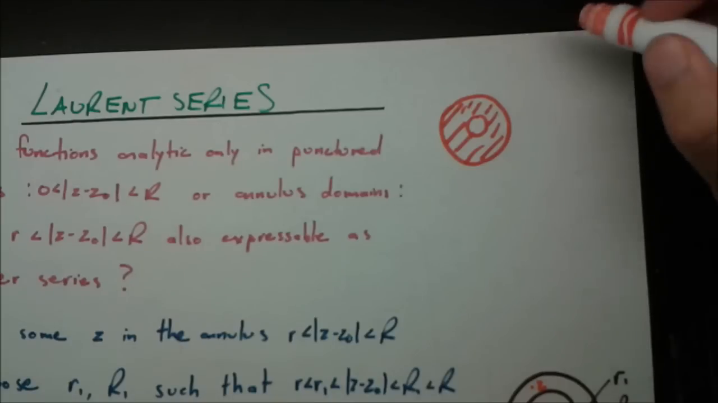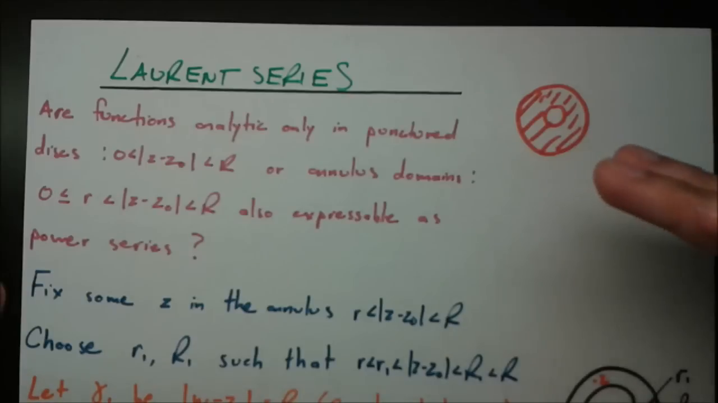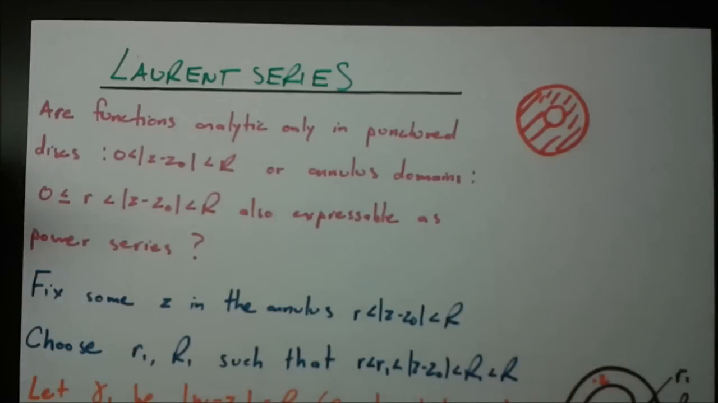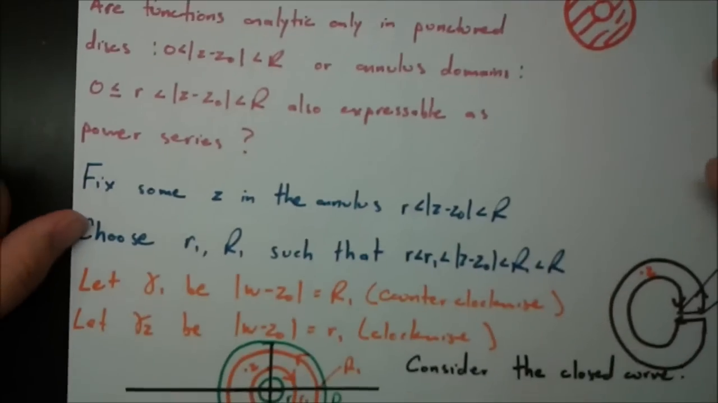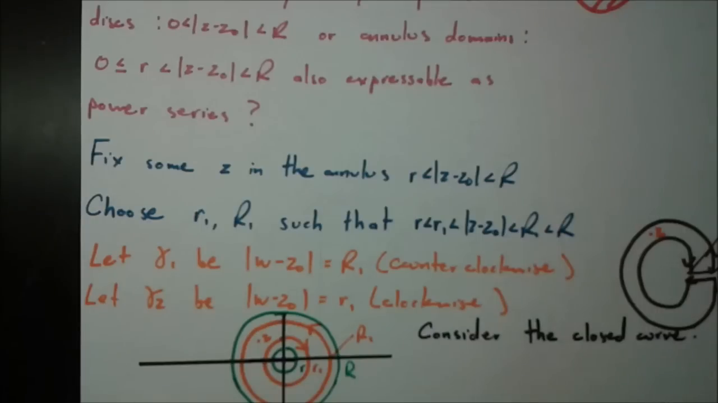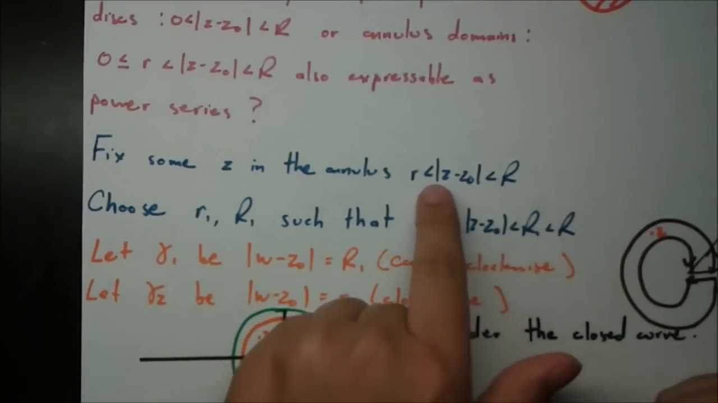So if a function is only analytic on that area right there, does it still have some kind of power series, or some kind of analog to power series, inside that annular domain? Well, that's what this video is going to try to tackle. How we're going to do that is we're going to first fix some z in the annulus, modulus z minus z naught less than R, but bigger than small r.